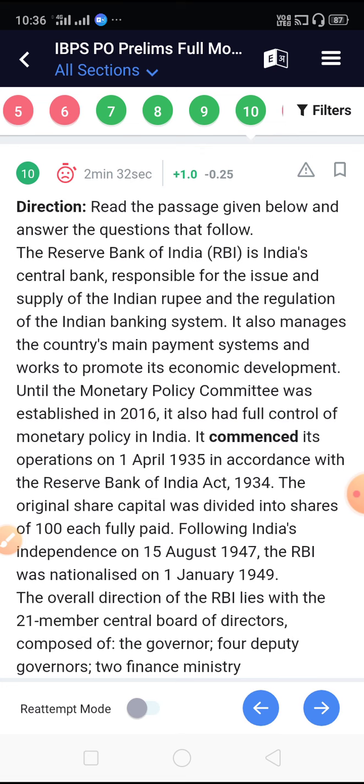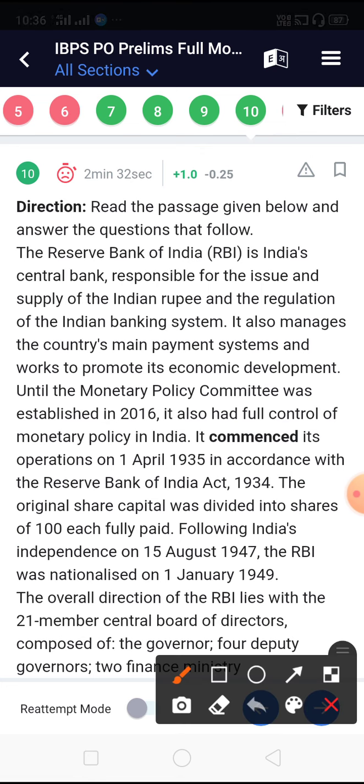That's one passage. Read the passage given below to answer the questions following. The Reserve Bank of India, India's central bank, is responsible for the issue and supply of the Indian rupee and the regulation of the Indian banking system. It also manages the country's main payment systems and works to promote economic development.